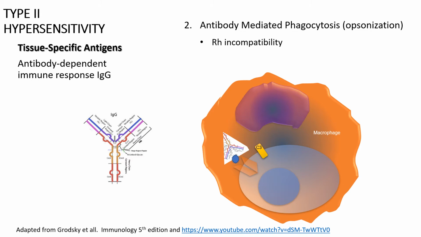And again, this can happen, for instance, in the incompatibility of the rhesus type blood group when the mother is negative and the child bears the rhesus antigen on the red blood cells. The mother's antibodies will cross the placenta and produce the destruction of the red blood cells in the babies. This is mediated by antibodies.